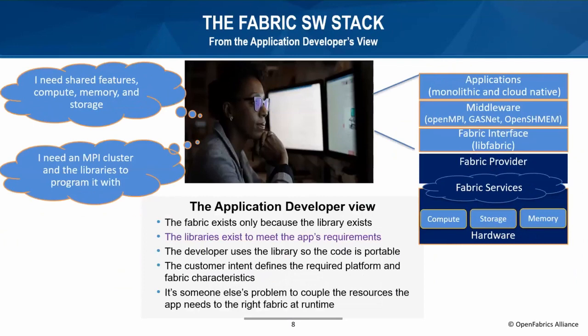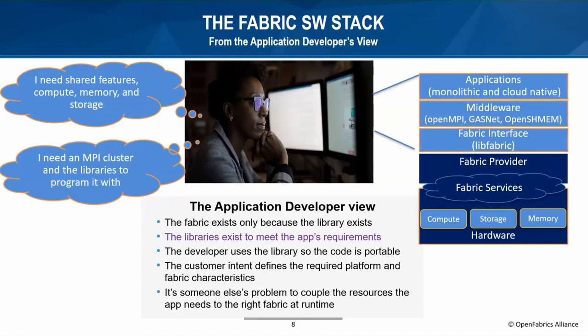Now, the solution provider has to understand more of the stack, and here the solution provider is writing an app that will run on many different platforms because they chose to code to a standard fabric library, and in this case, we show it as libfabric. App developers like libraries. In fact, the fabric exists only because the library exists. The library exists to meet the application's requirements. The developer uses the library so the code is portable, and then the customer intent defines the platform and fabric characteristics that are required at runtime.